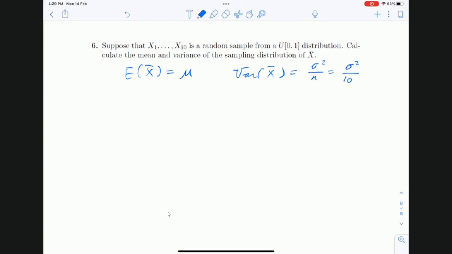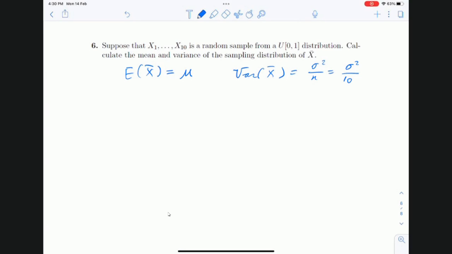For any random sample, the expectation of the sample mean must be equal to the population mean. The variance of the sample mean must be equal to the population variance divided by the sample size. It is a mathematical fact. So in this question, we have a sample of size 10, so the sample size is equal to 10. But in order to get these two numbers, we need the population mean and also the population variance.